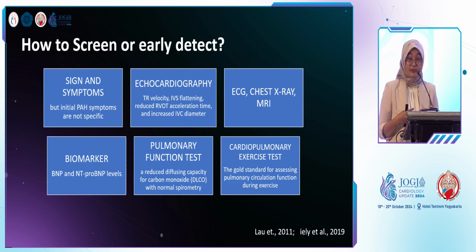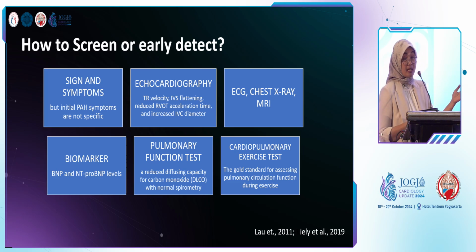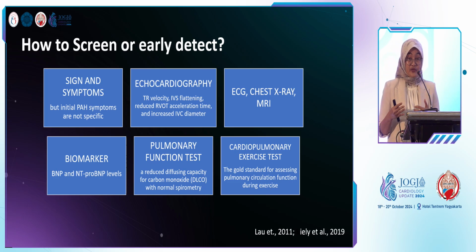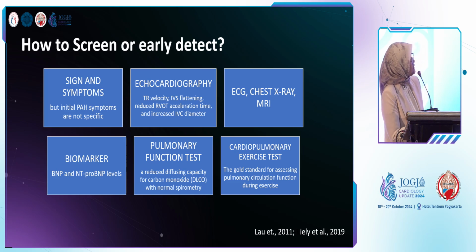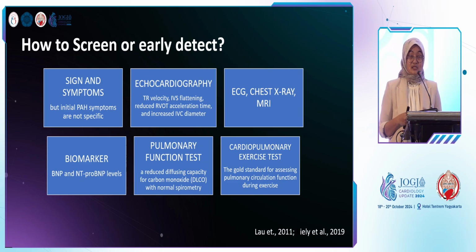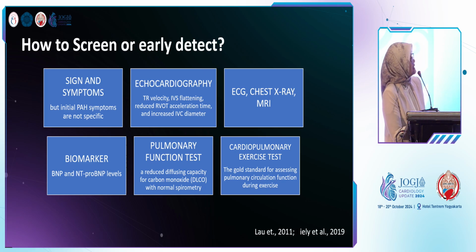know, NT-proBNP is released by a ventricle that has volume or pressure overload because of increased pressure. So it may correlate with the severity of pulmonary hypertension, and it can also predict mortality. We can also perform, for example, a pulmonary function test, because the classic abnormality is a reduced diffusing capacity for carbon monoxide with normal spirometry, but it seems that it is not a general screening for all patients. And the last one is the invasive cardiopulmonary exercise test.